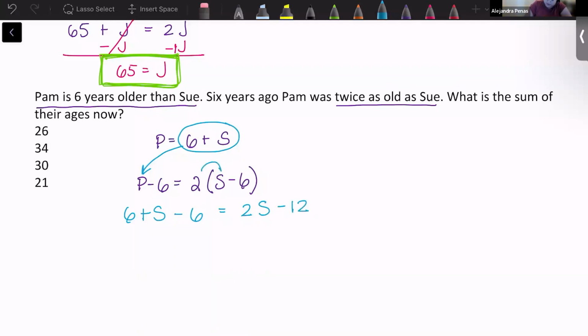I went ahead and distributed that too. Okay. So what do we have here?